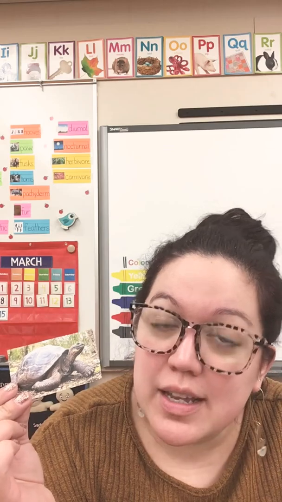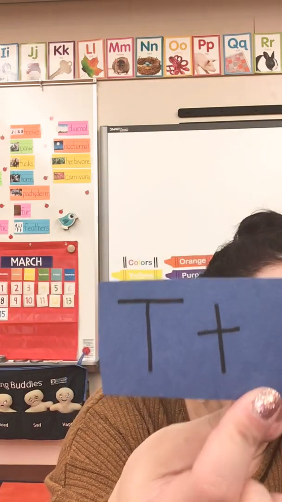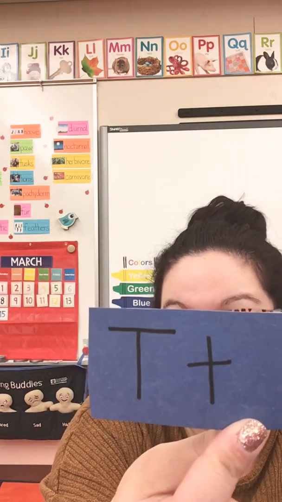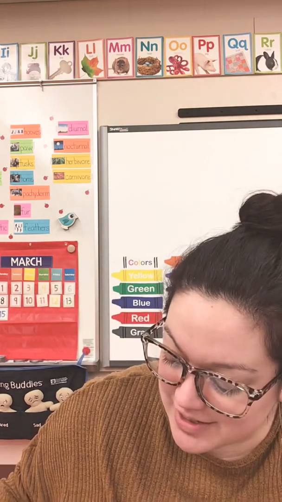Tortoises only live on land, whereas turtles like to live in the water, right? Turtles like the water, and then sometimes they come up on land, but then they always go back to the water. Well, a tortoise, he does not like the water. He stays on land. Yeah, he likes dirt and leaves and things like that and grass. So this is a tortoise. What letter does tortoise start with? Tortoise. T, tortoise. Tortoise starts with the letter T.